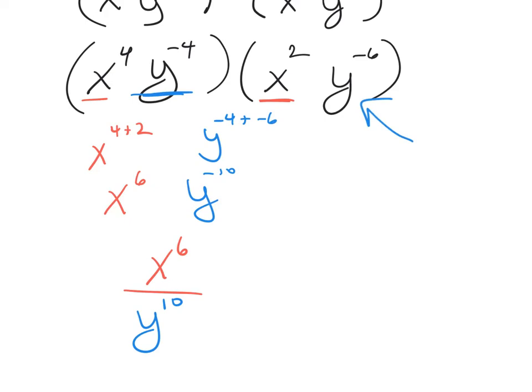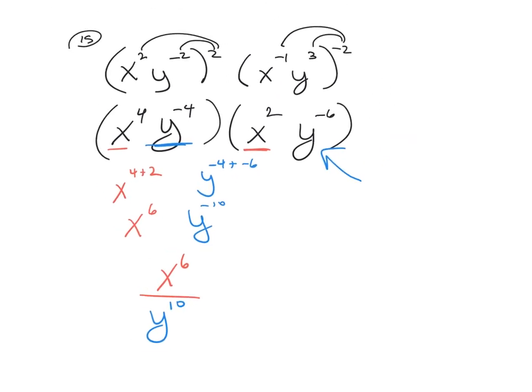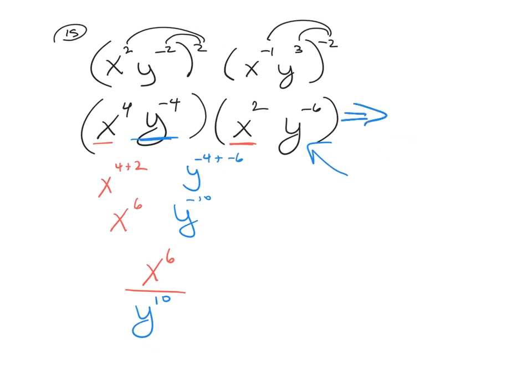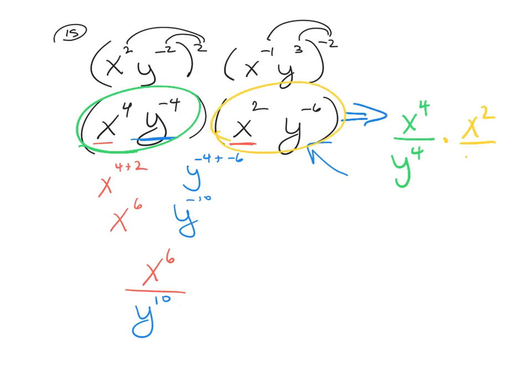Now you could have also, at this step here, moved the negative exponents to the bottom of the fraction and multiplied it that way also. So for example, right here, I could have set it up as x to the 4th over y to the 4th, and then this one times x squared, and then move the 6 to the bottom, and then just multiply straight across and still get the same answer. So again, different ways to handle these negative exponents.